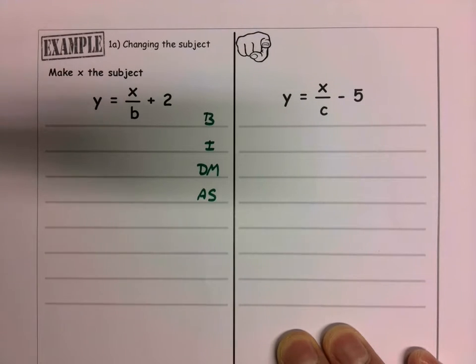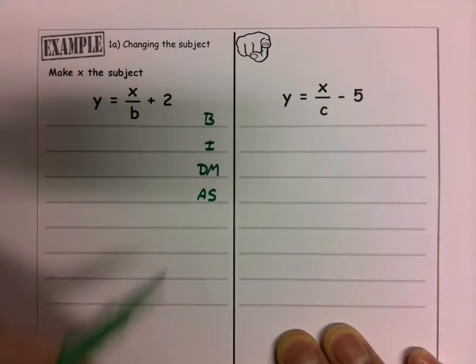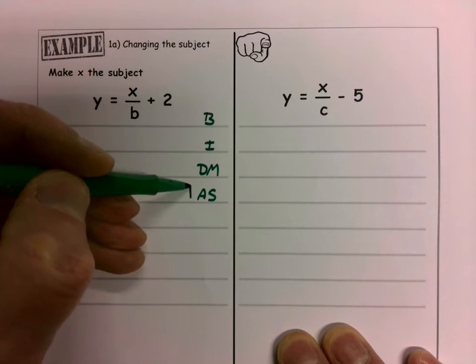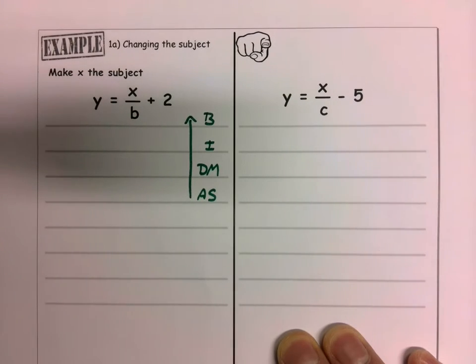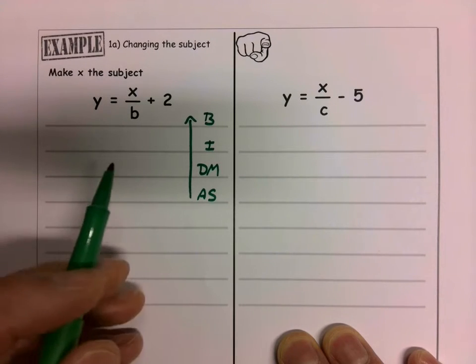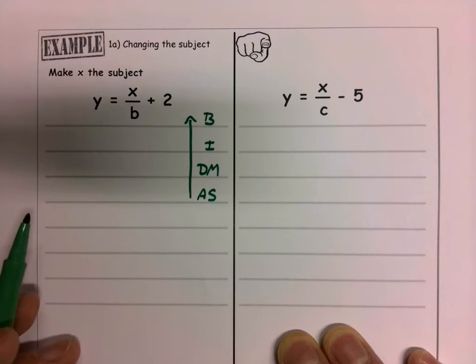When we're rearranging formulas we're doing everything backwards, so we're going to do all the BIDMAS rules in the opposite order to normal, and as we untangle the equations we're going to use inverse operations. So where it says add we're going to do subtract, where it says multiply we're going to do divide, and so on. So this first problem here then, we've got y is equal to x divided by b plus 2.